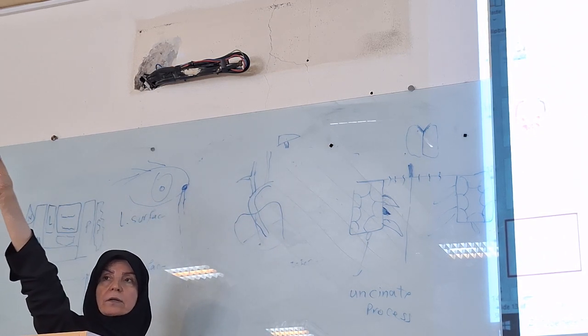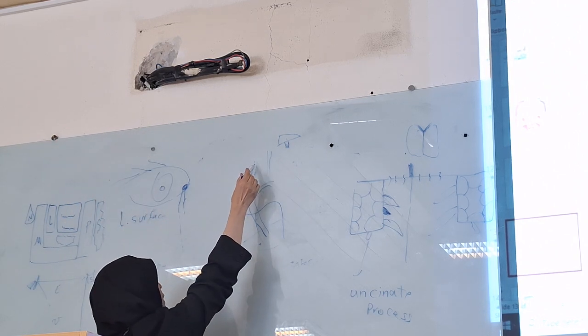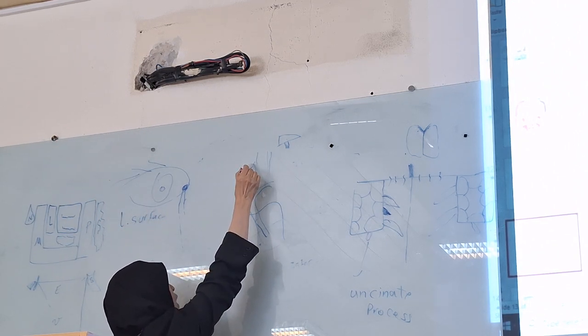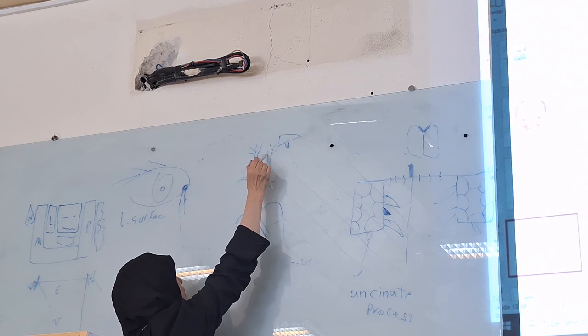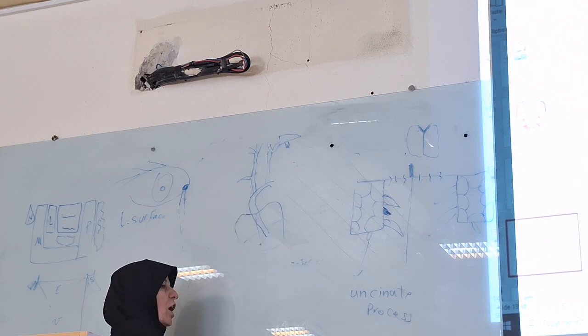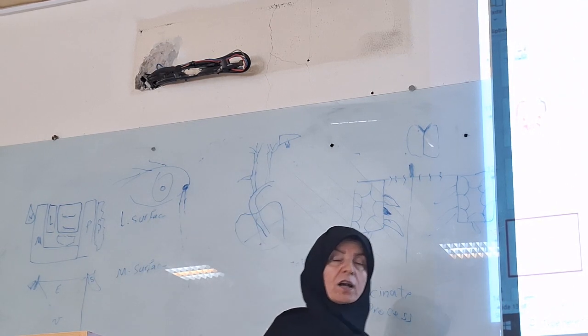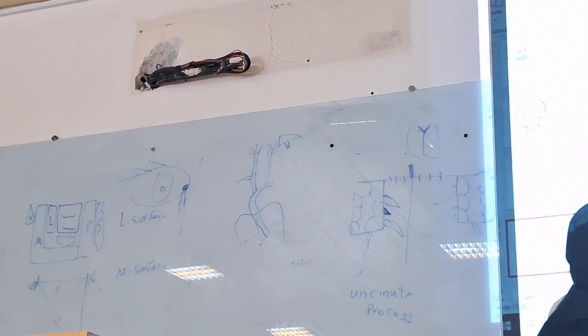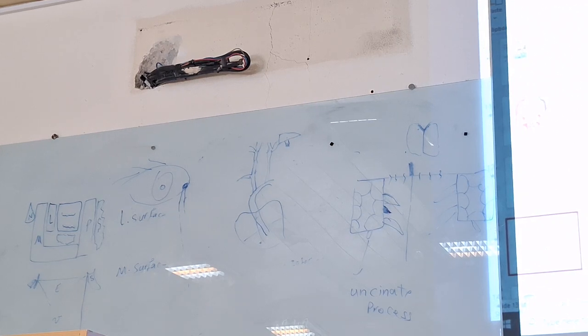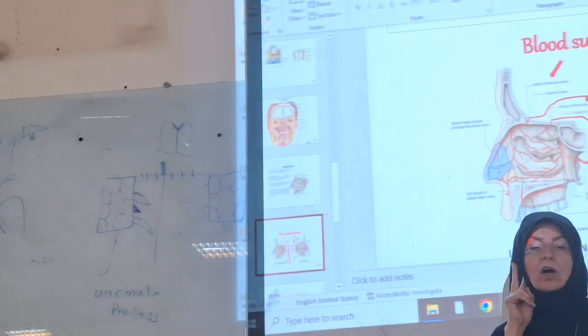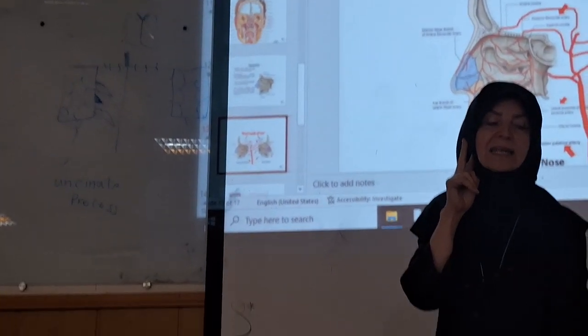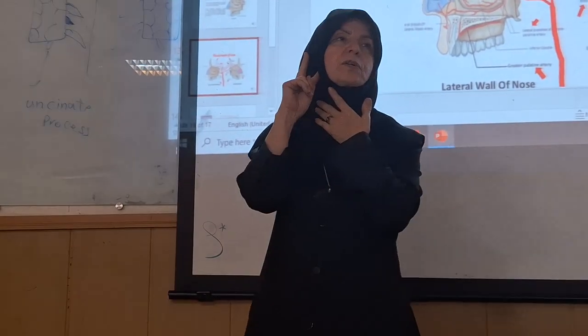Look at the picture. The left and right common carotid go up in the neck and divide into two branches: internal carotid and external carotid. So the common carotid goes up, ascends, and divides into two branches, external carotid and internal carotid. The internal carotid never has any branch in the neck.